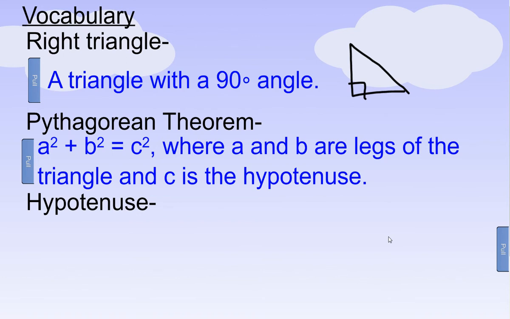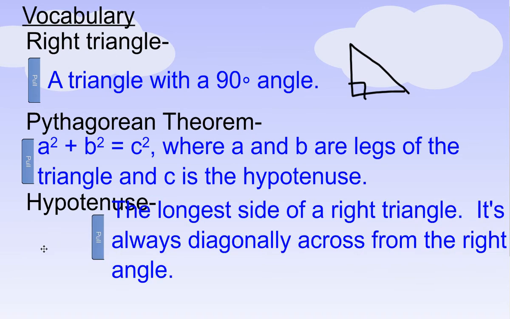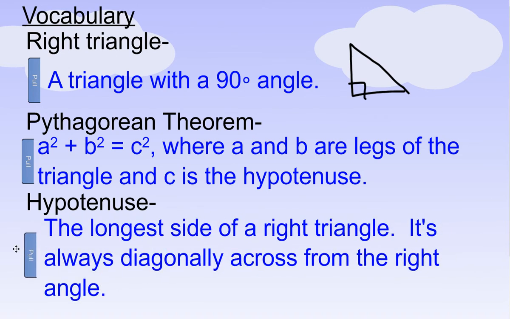So legs, you probably get, they kind of help hold it up, but you may not understand the hypotenuse. Well, lucky you, the next vocab word is hypotenuse. The hypotenuse is the longest side of the right triangle, and it's pretty easy to find. If you can't tell which is the longest side of the triangle, it's always the one diagonally across from the right angle.